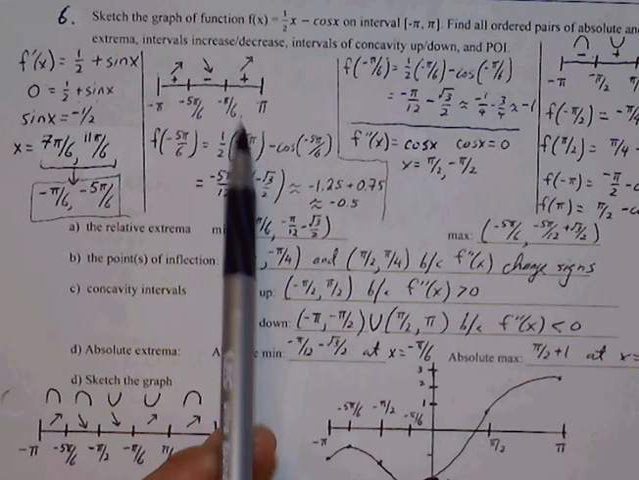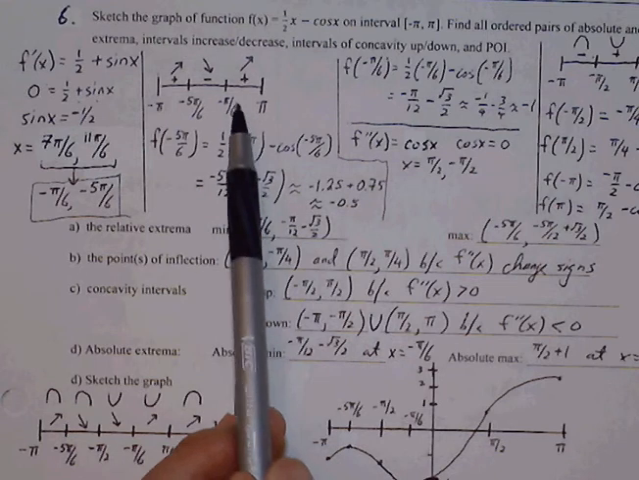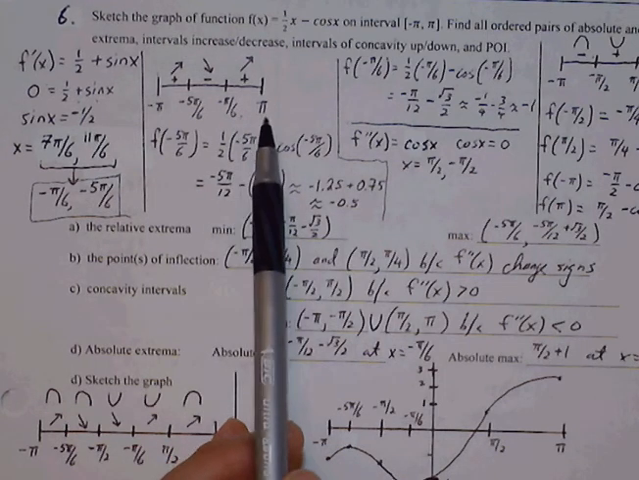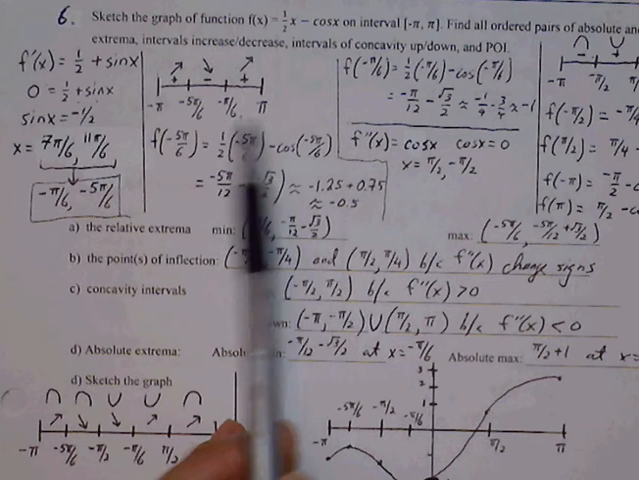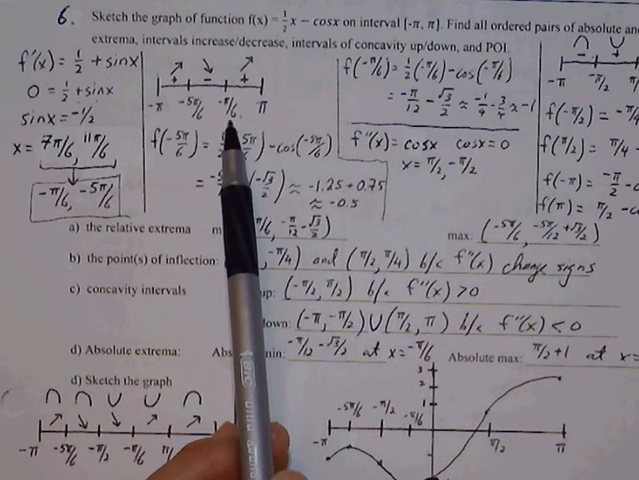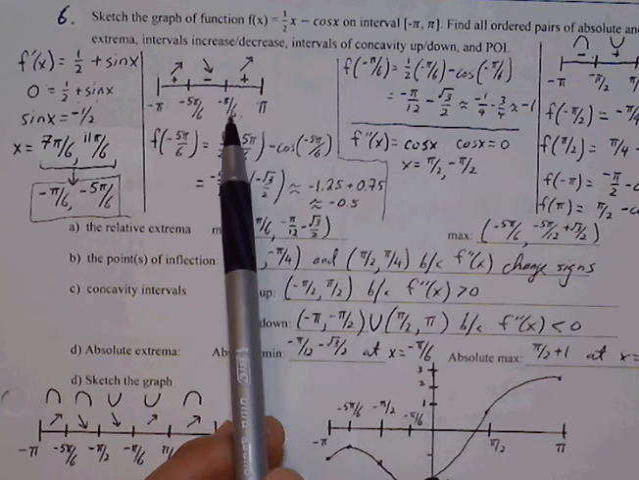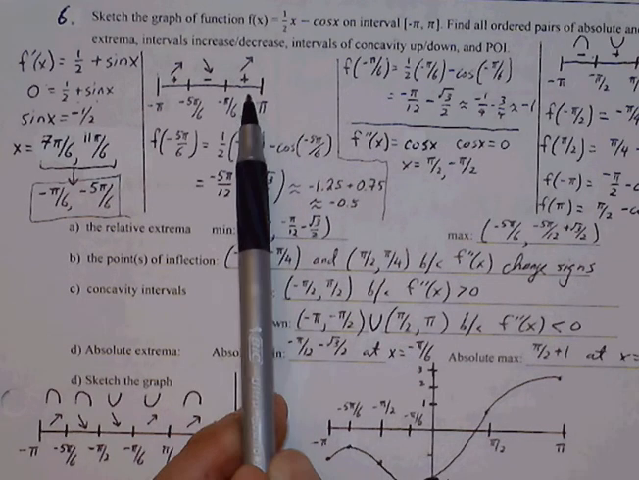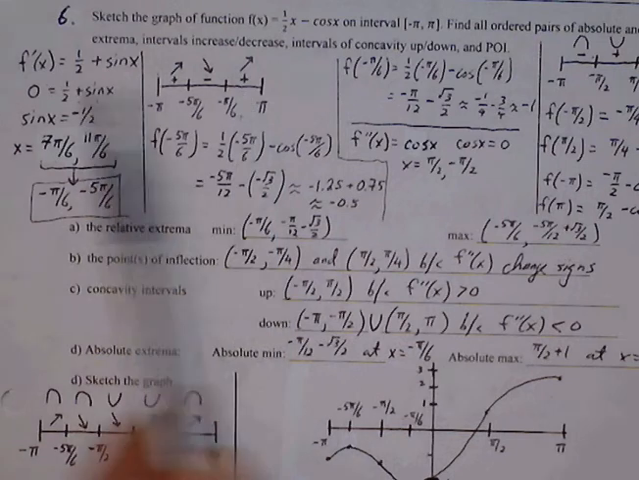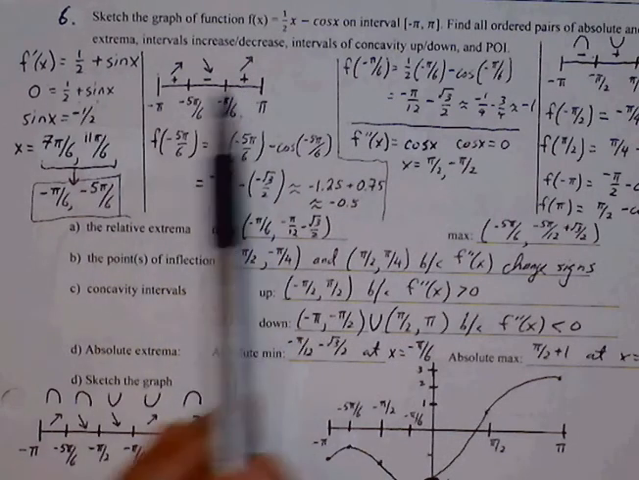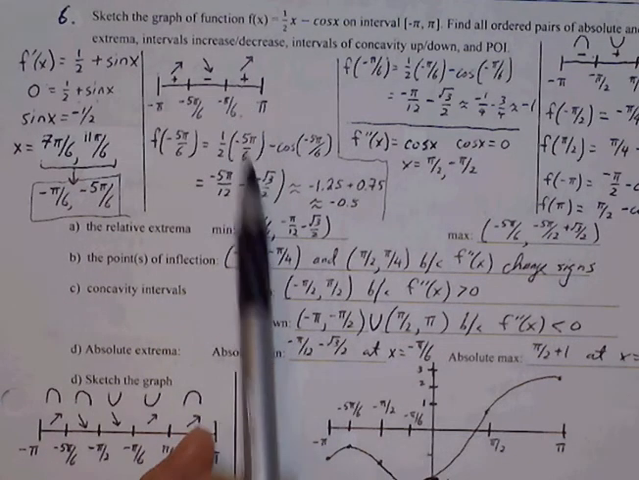This interval here, again, there's no special angle between negative pi over 6 and pi, but I know sine of negative pi over 6 is negative 0.5. Sine of pi is 0, so between negative 0.5 and 0, let's say negative 0.3 again. Negative 0.3 plus 0.5 is again positive 0.2, so increasing slope.